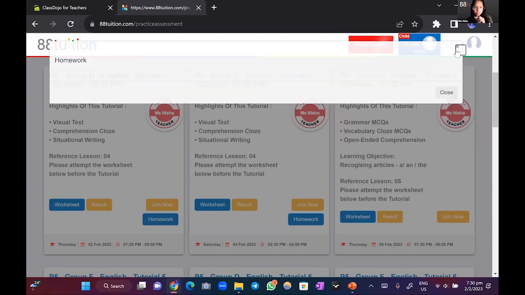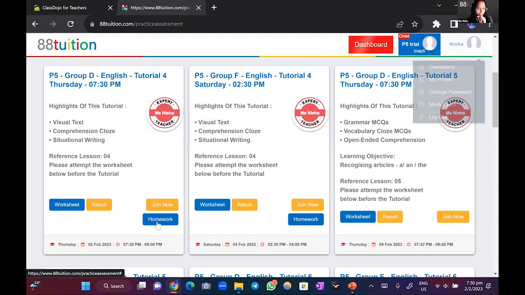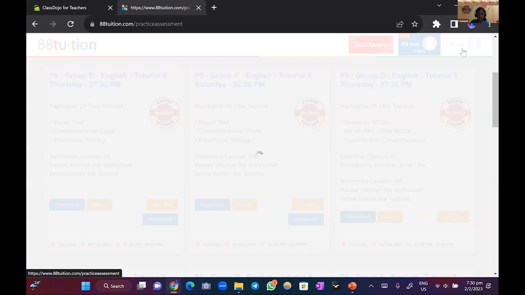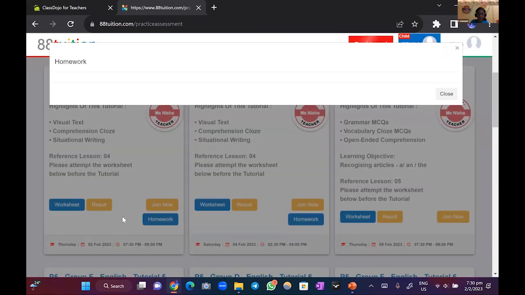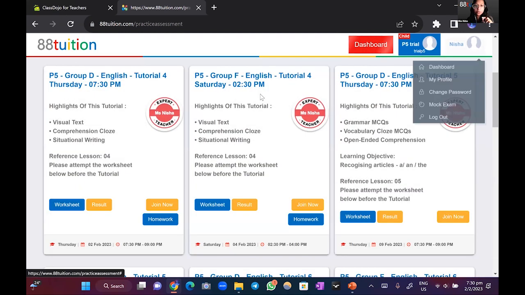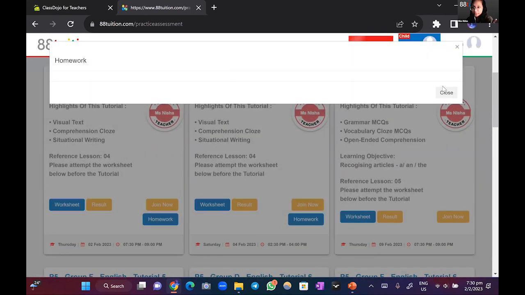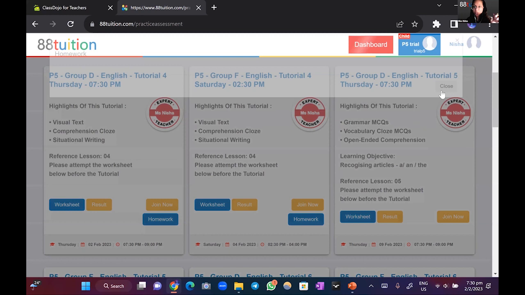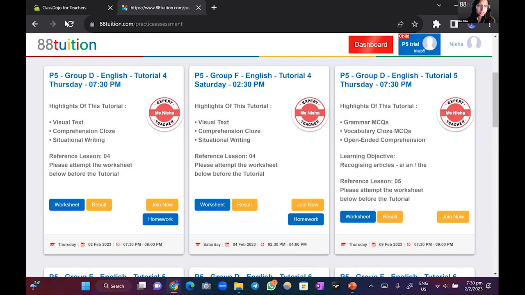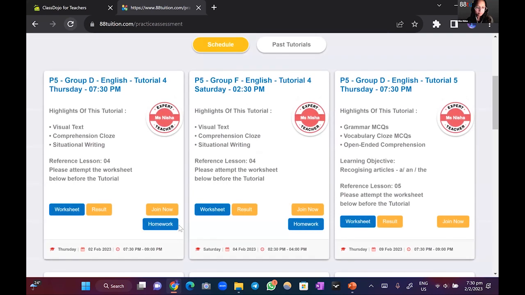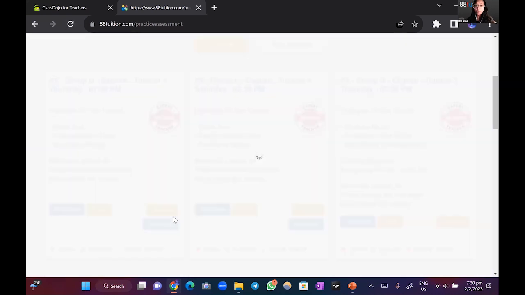Sorry, wrong one. Correct one. You're supposed to click on homework. I've created a homework, which I do not know why now I cannot see. But do you all see a homework in your own portal? Are you all able to see a situational writing? No? You should be able to see this now.